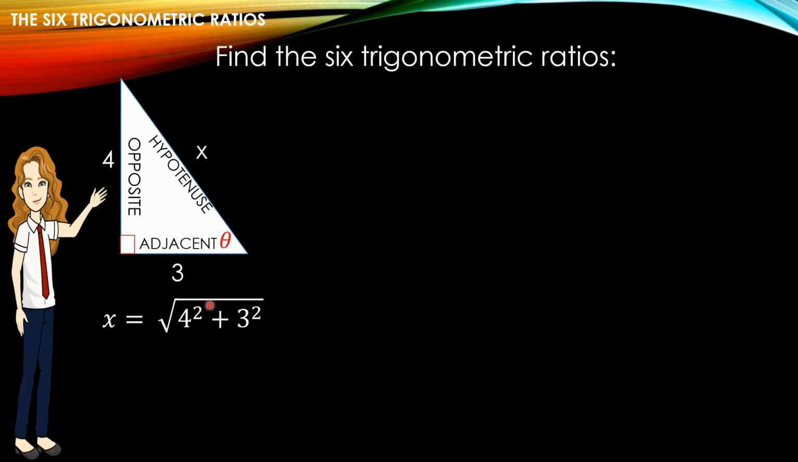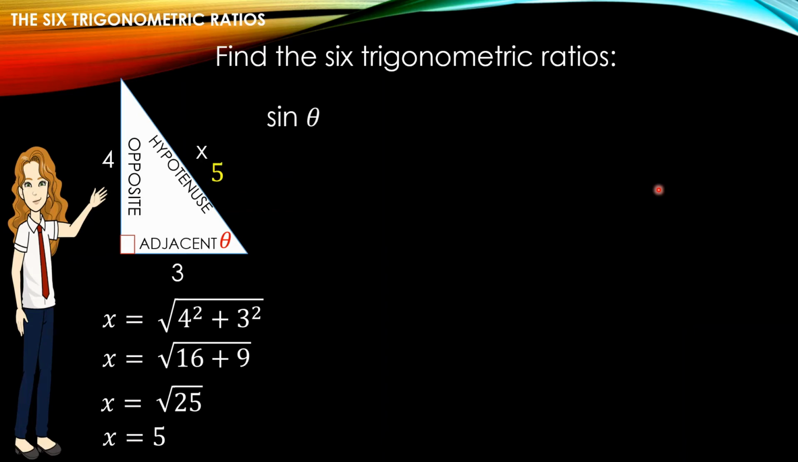So we're going to use the Pythagorean theorem. We have x is equal to the square root of 4 squared plus 3 squared. So 4 squared is 16 and 3 squared is 9. So 16 plus 9 is equal to 25. And the square root of 25 is 5. Okay, so our x is now 5. So what will be the sine theta? Our sine theta is opposite over the hypotenuse.